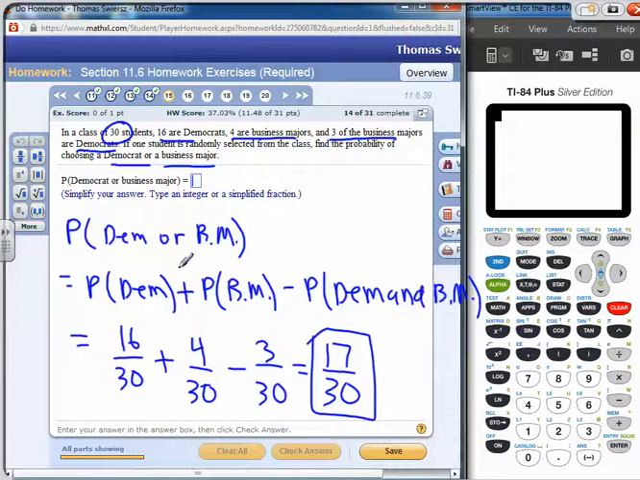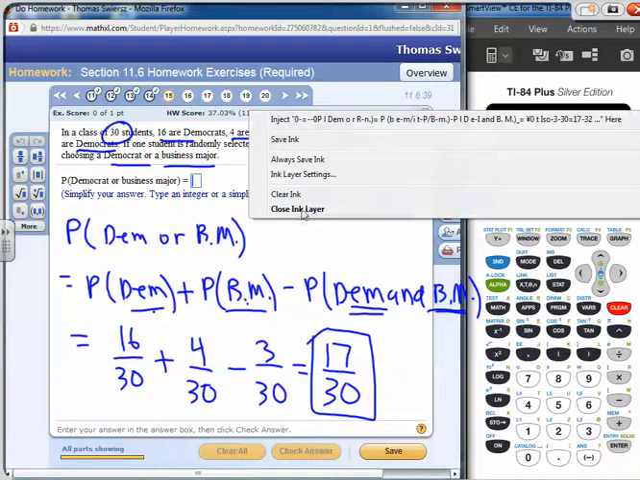Okay, so again, we added the Democrats and the business majors, but we had to subtract the overlap, the Democrats that are business majors, which is given to be 3, because we counted them twice. They would be in both the group of Democrats and the group of business majors. So that's why we subtract, and we get our final answer of 17 over 30. All right, very good. Let's go ahead and put that in.